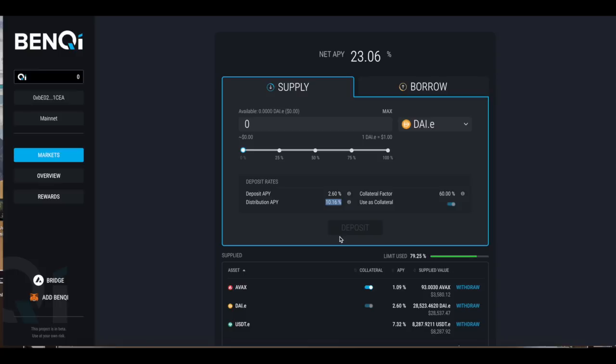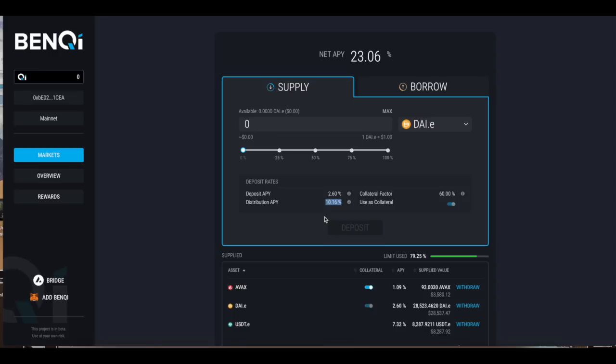Reminds me of Aave, the early days of Aave, you know, when Matic exploded. But that's the strategy. That's the concept. That's how you guys can use it. I like Benqi. It's cool, but I'm actually looking at other farms on Avax as well. I'm using Benqi a little bit, just kind of like the starting platform.